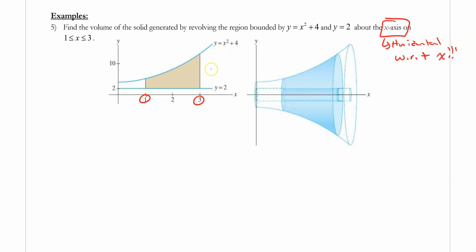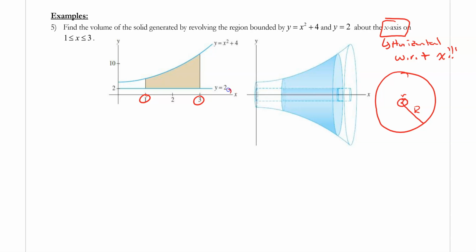Okay, so we're going to spin that region around. And what's going to happen is we're going to get these cross sections: a huge circle with a little circle cut out of the inside. And we've got two radii. We've got a radius right here, and then a radius right here. We've got our big R and our little r. So we have to figure out what those are.